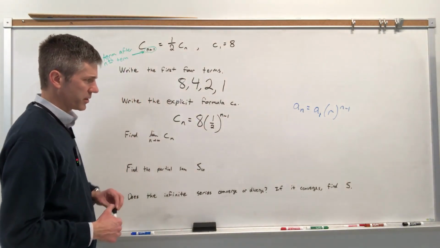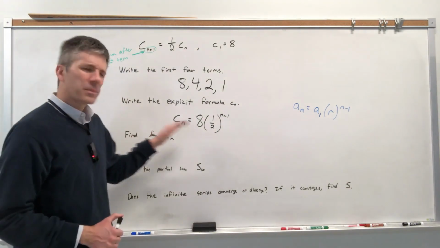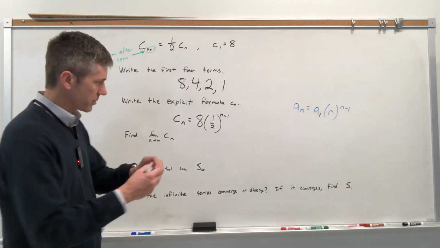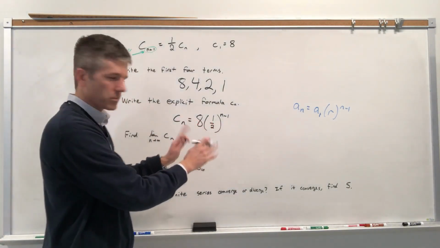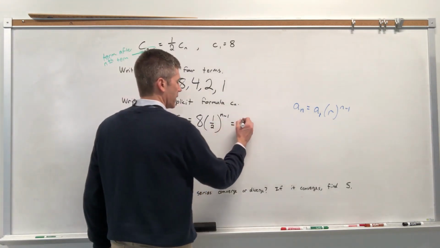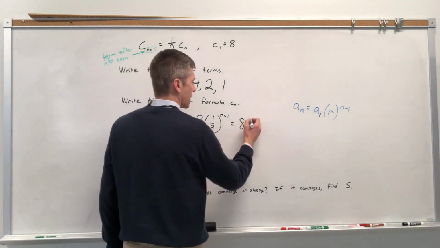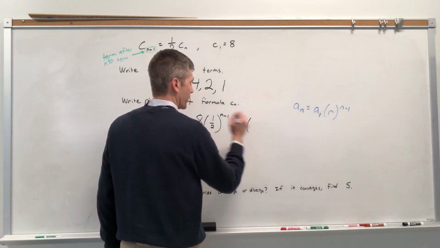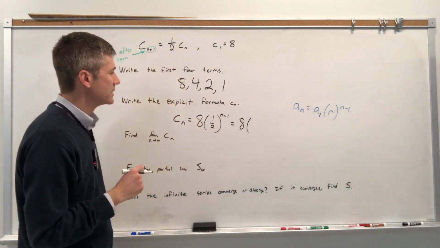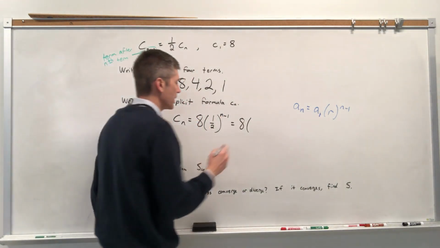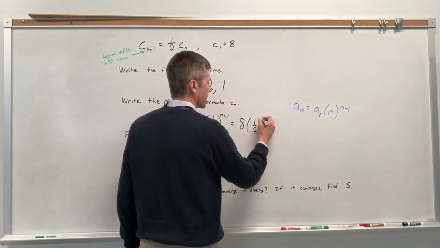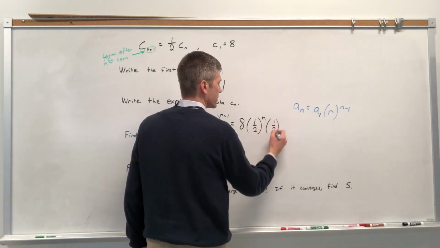I want to keep going with this because manipulating these formulas is going to come in handy later. So let's keep moving. Totally okay, completely acceptable, but let's keep going. This is equal to 8 times, oh goodness, should we? We should. 1/2 to the n, 1/2 to the negative 1.